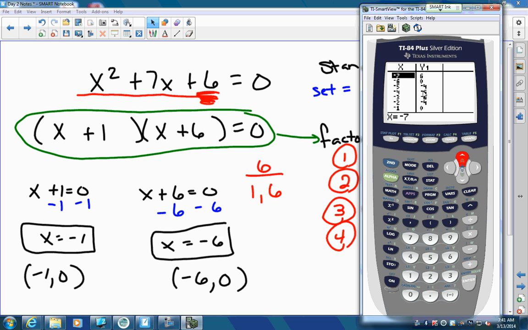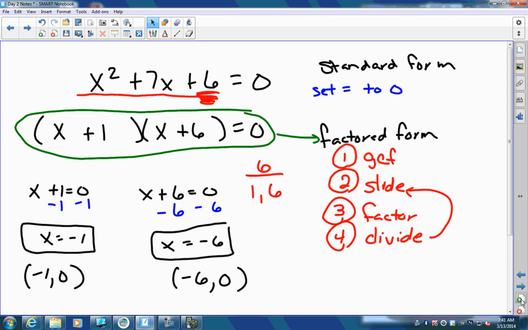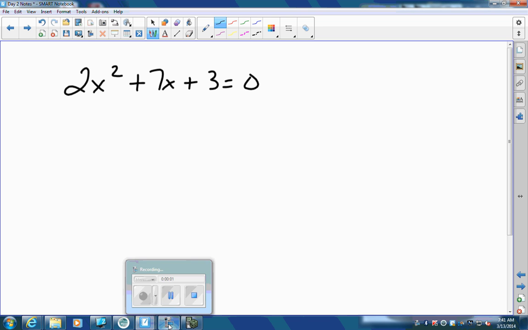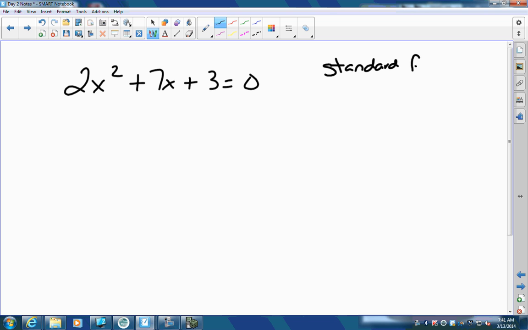Now, some people say, well, why in the world would we factor to find our roots if I can just put it in the calculator? Certain ones we can't just put in the calculator. So what if we try this one? Let's write down 2x squared plus 7x plus 3 equals 0. It's set equal to 0. This is what's called standard form. It has to be in standard form.